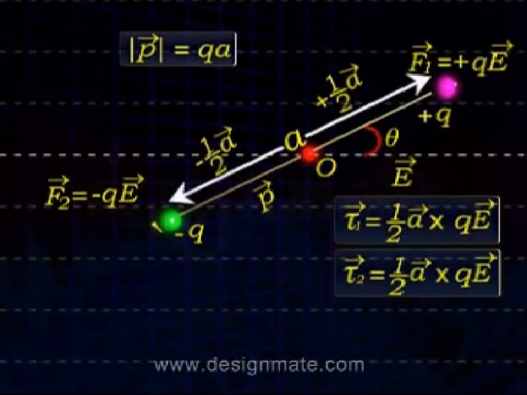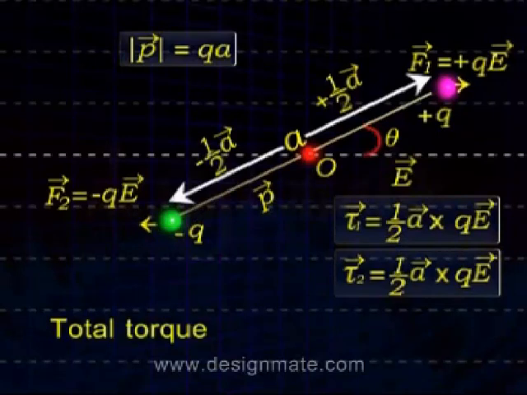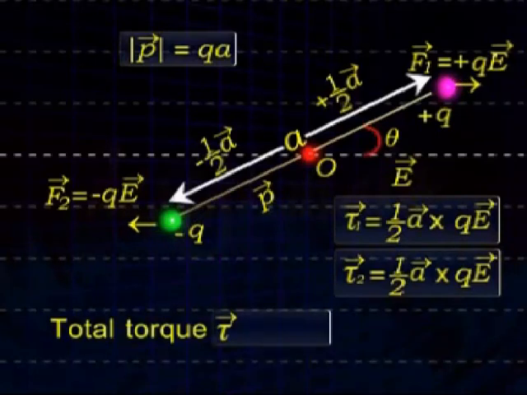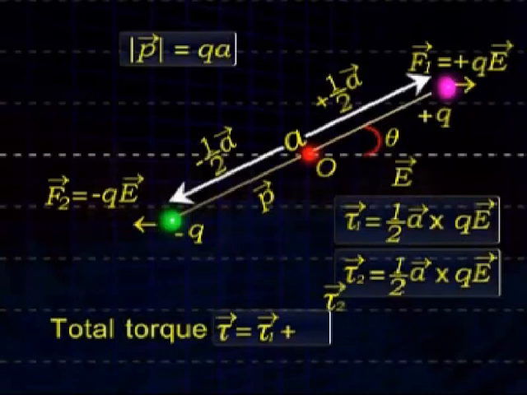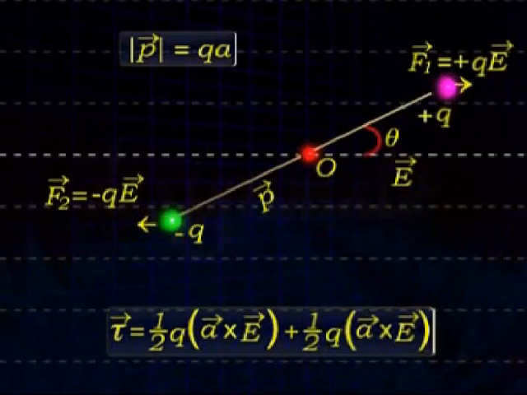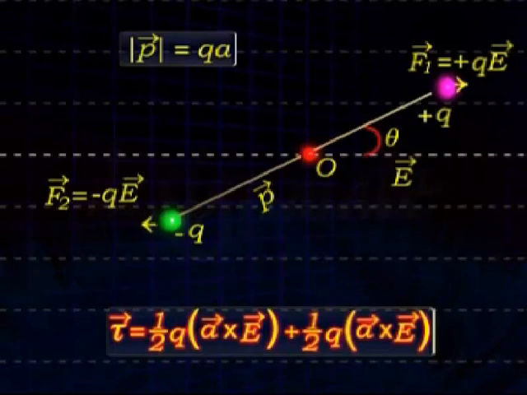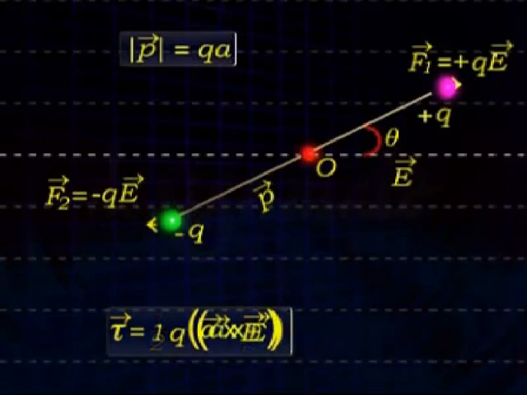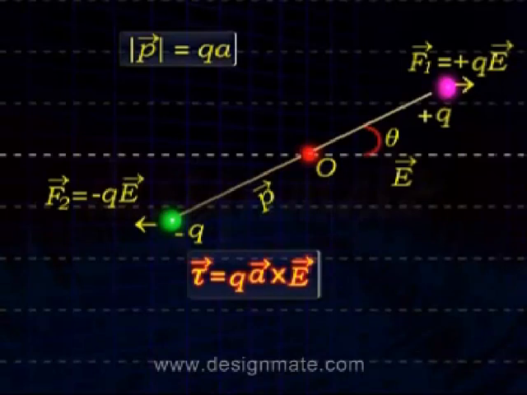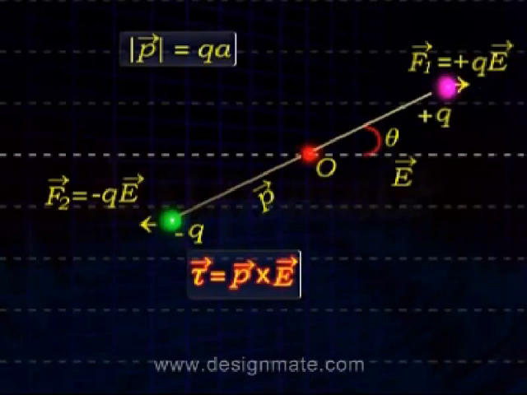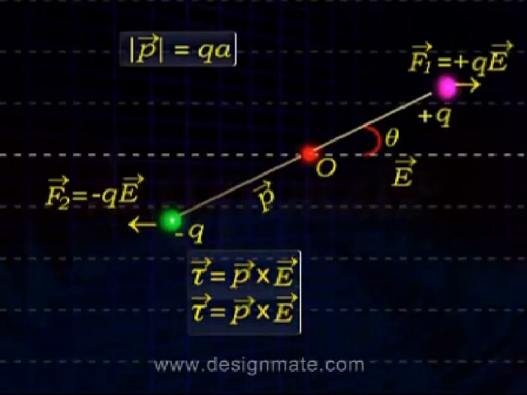From the equations, we get the total torque acting on the dipole. Vector tau is equal to vector tau 1 plus vector tau 2. That is equal to half Q into vector A into vector E plus half Q into vector A into vector E. That is equal to Q vector A into vector E. Therefore, tau is equal to vector P into vector E.